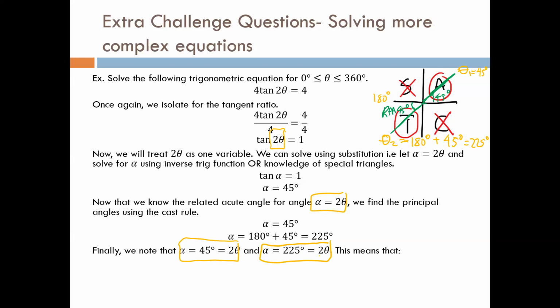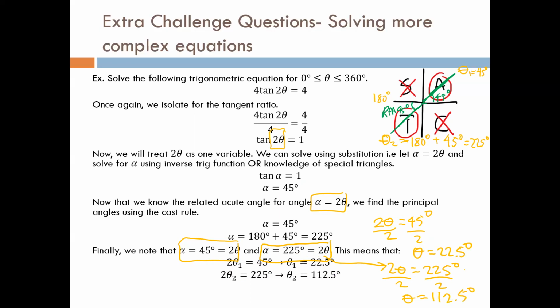So how can we use this to solve for our missing angle theta? Well, actually, this part isn't too bad. If we know that 2 theta is equal to 45 degrees, how can I find theta on its own? I divide by 2 on both sides, and we end up getting theta is equal to 22.5 degrees. And then how do I solve for theta on its own here? Well, I take 2 theta is equal to 225 degrees, and then I divide by 2 on both sides, and I end up getting theta is equal to 112.5 degrees. And there are my two principal angles.